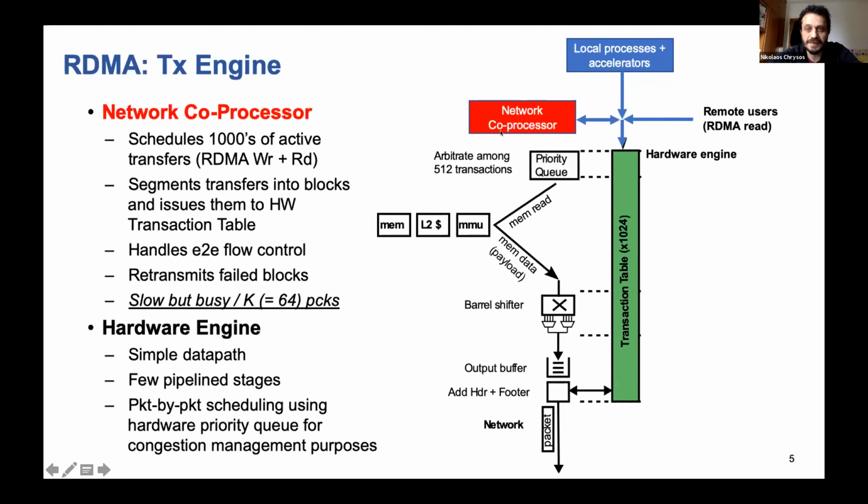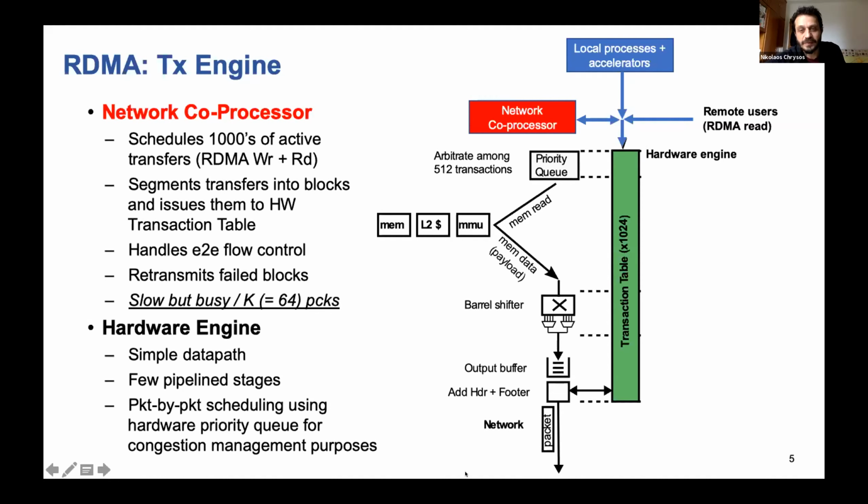This network coprocessor also handles end-to-end flow control, getting acknowledgements and issuing more blocks from a transfer as acknowledgements come in. It is also responsible for retransmitting failed blocks. We'll talk about that. This coprocessor is slow. It doesn't run at hardware speed, but it's not busy for every packet. It's only busy for every block time, so this gives it more time to do what it does.